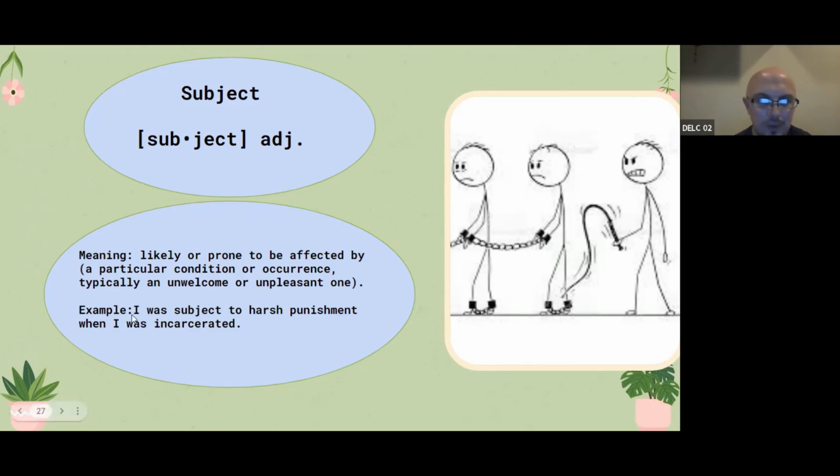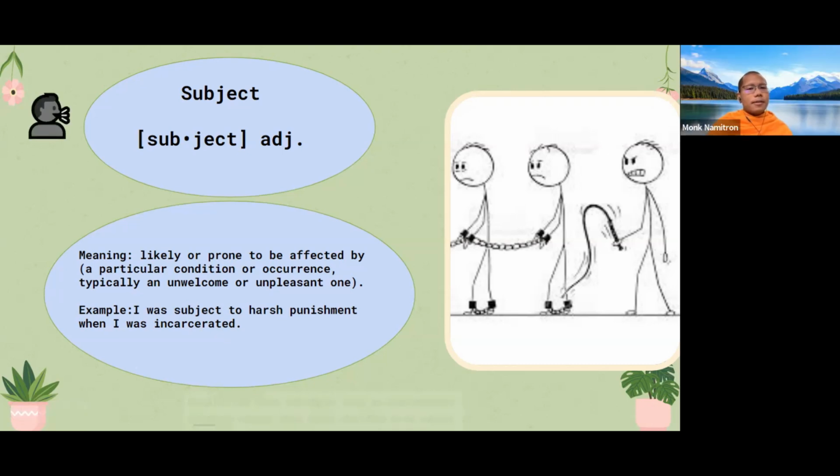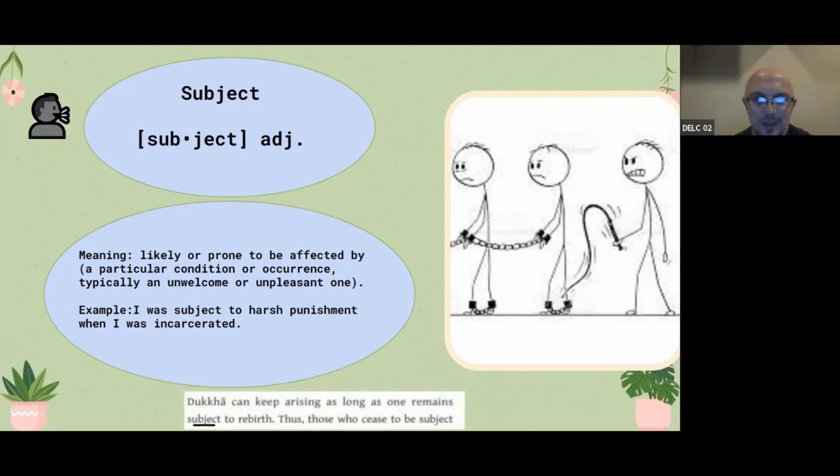Okay, everyone, can we read this sentence? I was subject to harsh punishment when I was incarcerated. Good. One more time, can we say subject? Subject. Good. And so here he says, dukkha can keep arising as long as one remains subject to rebirth.